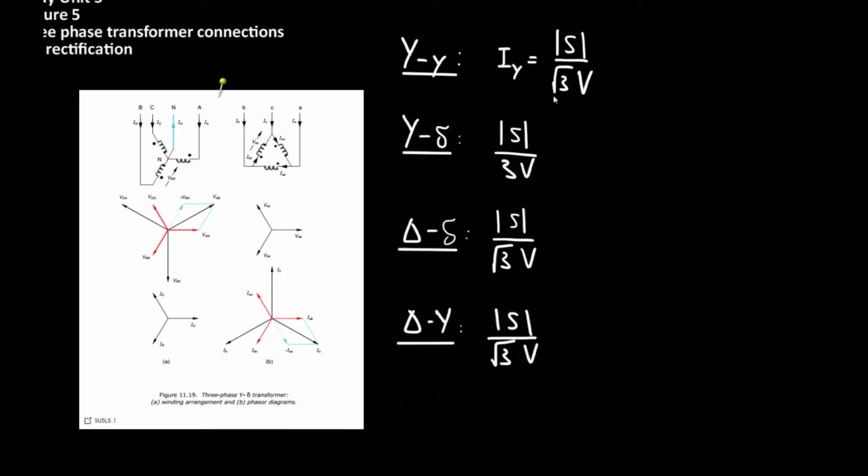A good way to compare these transformers is to look at the output current rating. Shown here, depending on the type of configuration, the output rating for the transformer pairs will be different. YY, delta-delta and delta-Y all have a similar output rating of the absolute value of S over √3V. A Y-delta transformer pair has an output current rating of the absolute value of S divided by 3V.